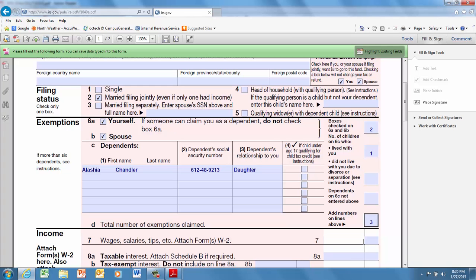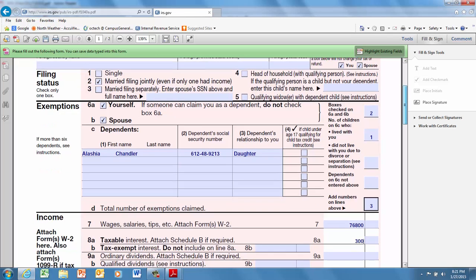Okay, line 7 is our total wages. This comes from our summary sheet where we added up the two W-2s. So that was $76,800. Line 8a is our taxable interest from the 1099-INT. It says attach Schedule B if required. That's if the interest is $1,500 or more, we have to fill out a Schedule B. We'll learn more about that in Chapter 2. We don't have that problem here. It's less than $1,500, and so we just put the number on here, and we do not need a Schedule B.